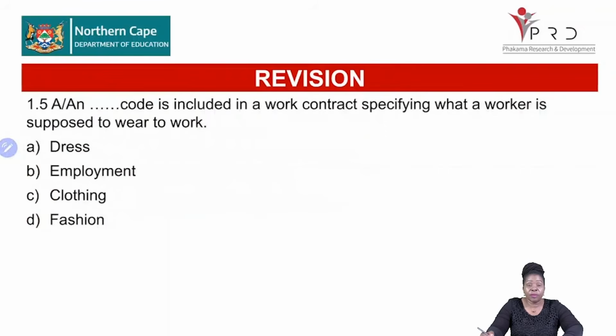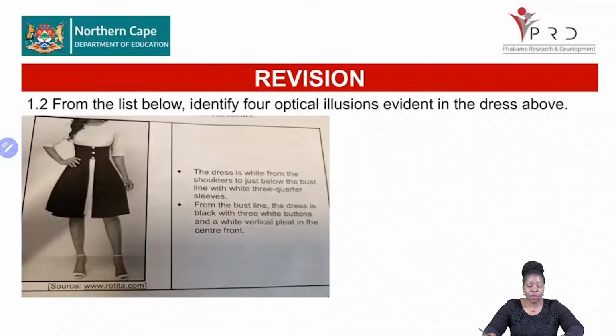Then question 1.5 says a dress code is included in a work contract specifying what a worker is supposed to wear to work. Our answer for 1.5 is A, which is dress code. So those are our multiple choice questions that we should expect in section A of our paper. Let's move on to our next question.